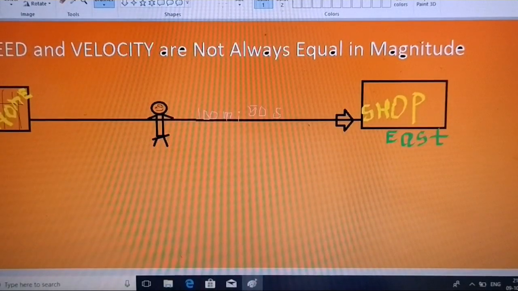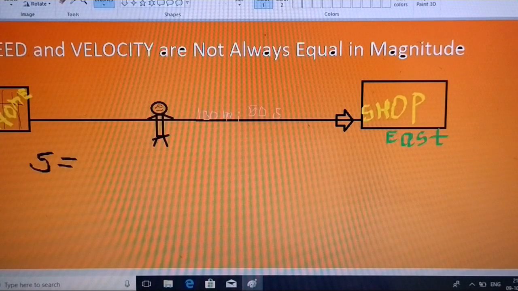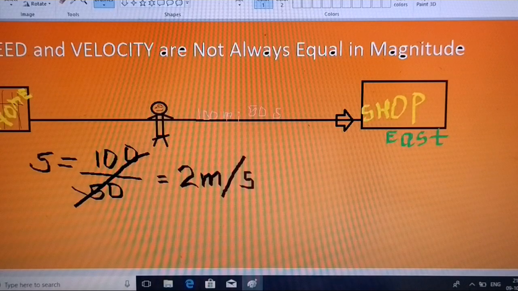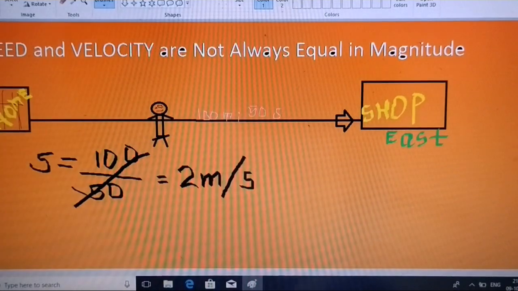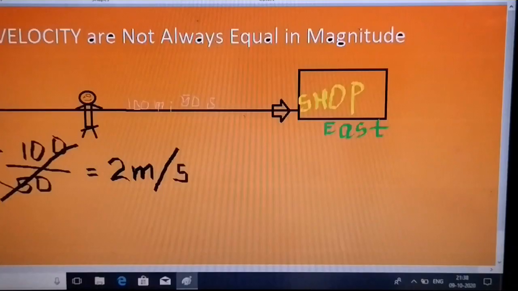Now the speed of boy is distance traveled by time taken. Distance is 100 meter and time is 50 seconds. So 100 divided by 50 is equal to 2 meter per second. So the speed of boy is 2 meter per second.